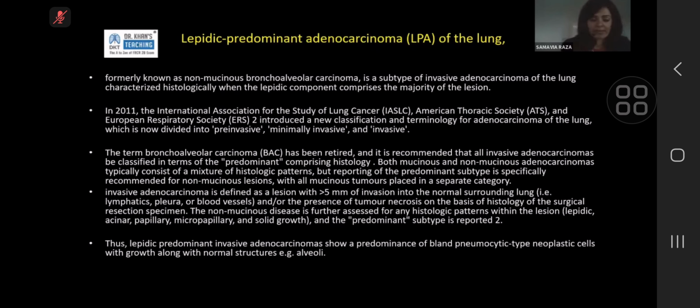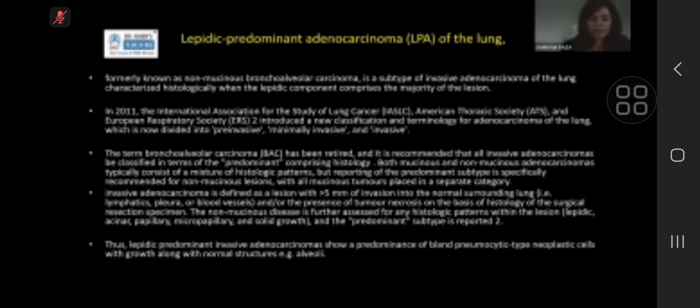Sometimes a pathologist can say that the sample I got was completely a lipidic type pattern. Does the imaging correlate? And what they mean is, are you looking at almost a fine reticular ground glass sort of pattern on CT? And that's what a lipidic pattern looks like. This is something that grows along the normal structures rather than eating through them.